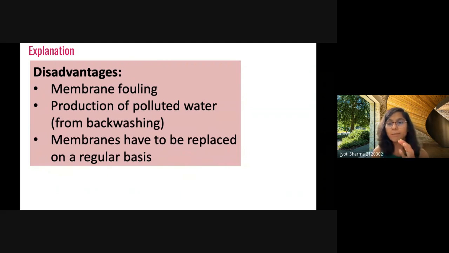For example, because the membrane is trapping the particles, or trapping the bacteria and viruses, it can give you some fouling, smell, and production of polluted water from backwashing. Obviously, whenever your membrane is filled with particles, you have to use backwashing to clean that membrane. So here you will have the production of polluted water. Then the membrane has to be replaced on a regular basis, and only then can we have some advantages of the membrane process.